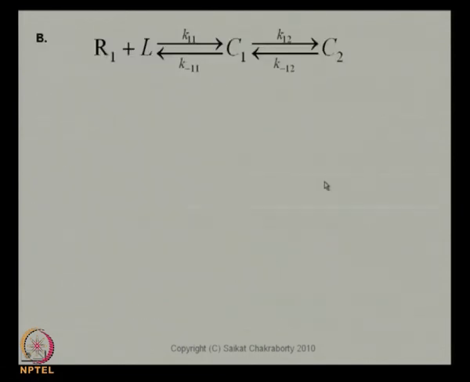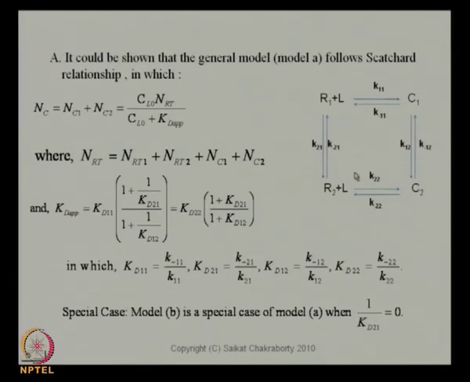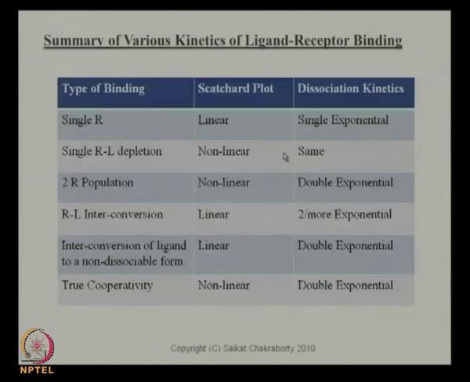So, if you go to case B, what is case B? Case B is when the receptor populations themselves are not interconverting, but it is the complexes that are interconverting. And when does that happen? When there is no direct interconversion between the receptors. So, the reaction for the receptor interconversion has to be absent.